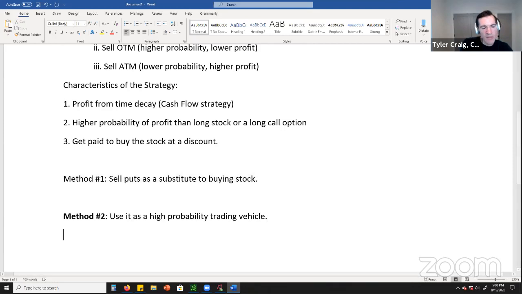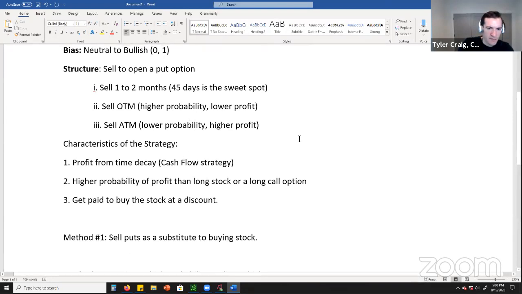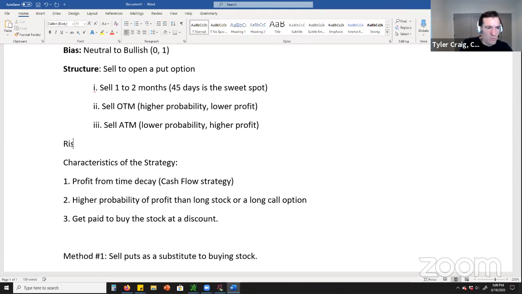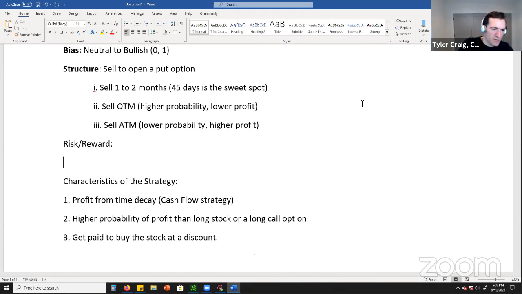When I'm searching for candidates, one of the things you have to think about is the cost of the trade. Actually, let me back up a step. When we look at the risk-reward characteristics of a naked put, the max reward is what you get paid up front. It's the premium received. So if you sell a put for 50 cents, that's your max profit. If you sell it for $1, that's your max profit.